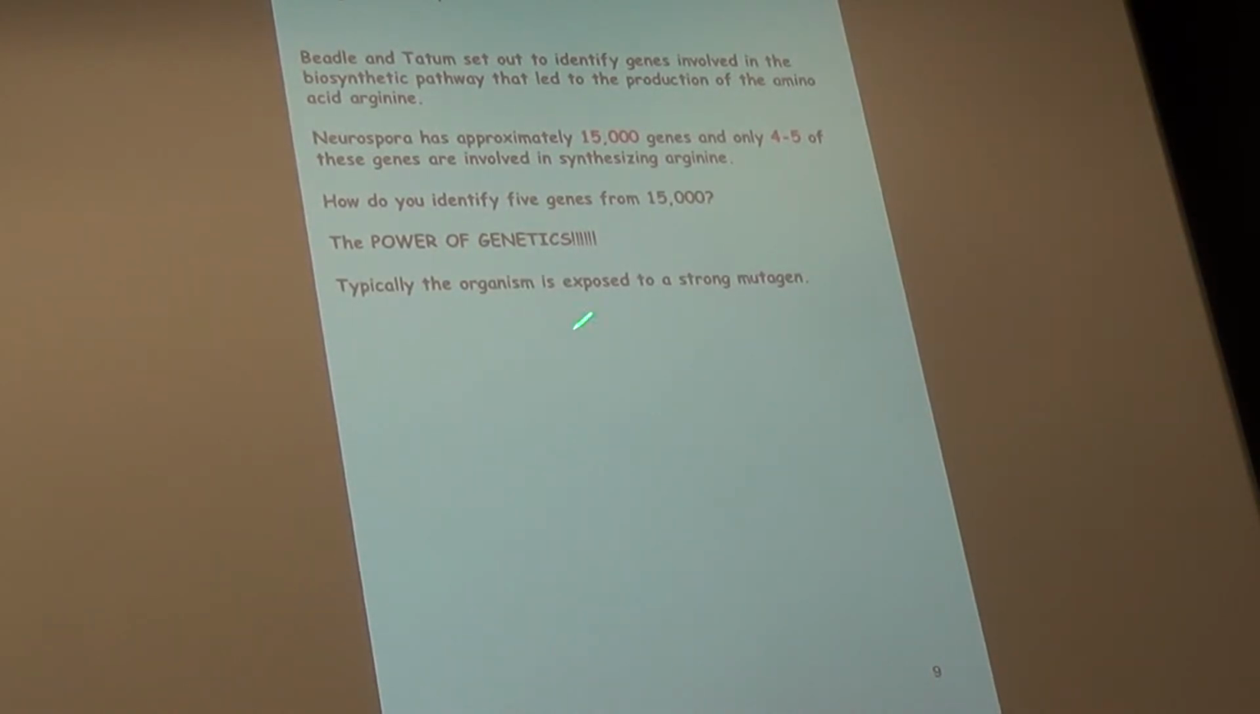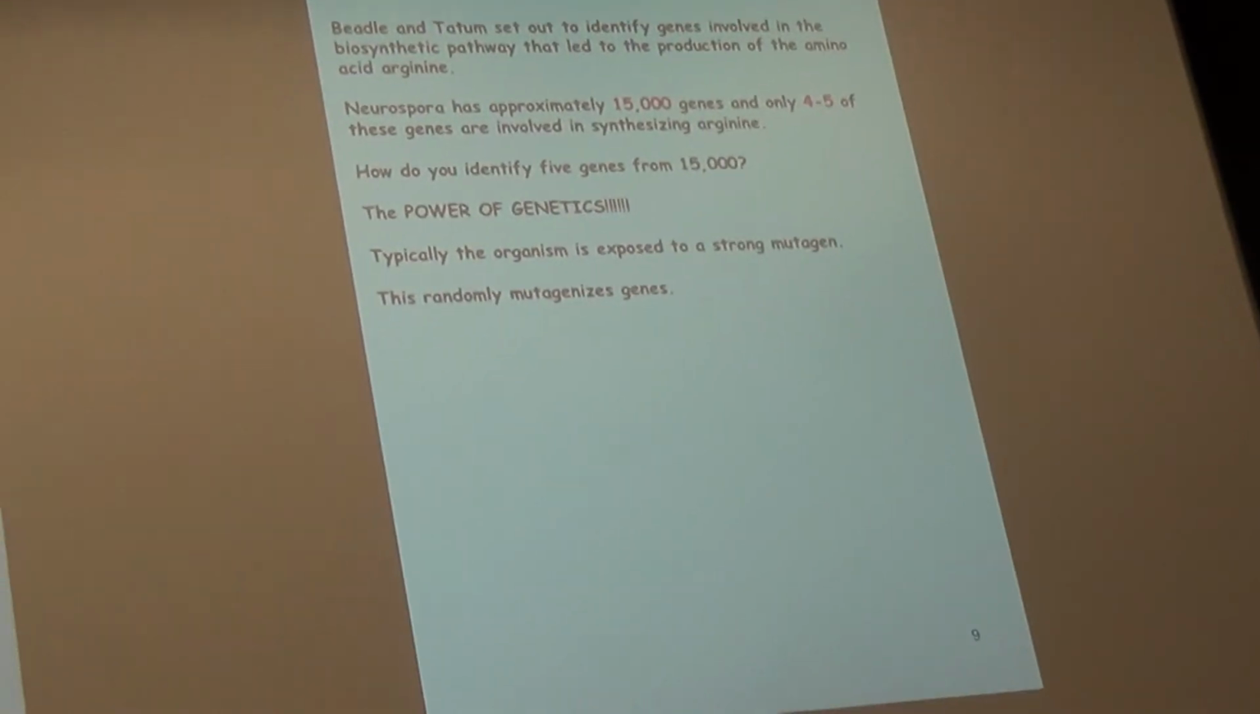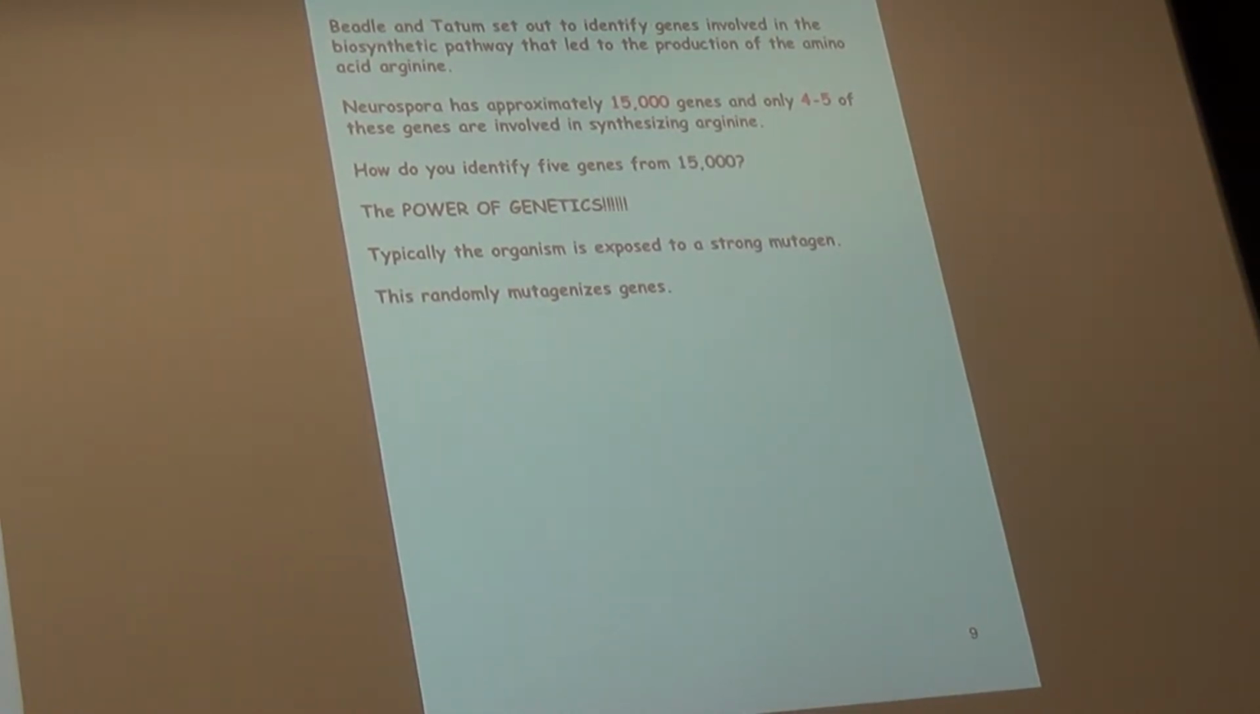So, typically, an organism is taken and it is exposed to a strong mutagen. And this will randomly mutagenize genes. So, they're just cut a shot. In effect, if I had a shotgun and I went boom, some of you would get hit, others would not get hit. It's known as shotgun mutagenesis. I'm not being crazy here, don't go start calling 911. But it's known as shotgun mutagenesis because it's a random approach.